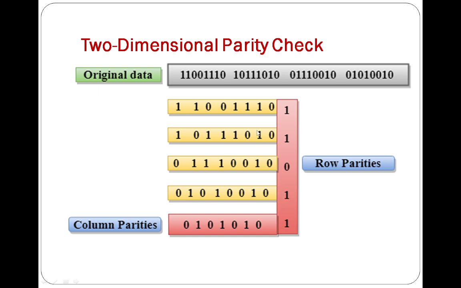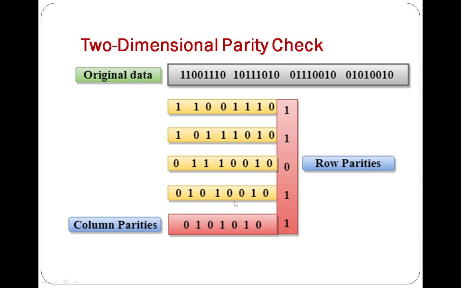So after that, we have to calculate the parity check column wise also. So here 0, then 1, 2, 3, 4. So 4 is an even number, we have to write it as a 0. Then 1 is an odd number, so we have to include the bit value 1.